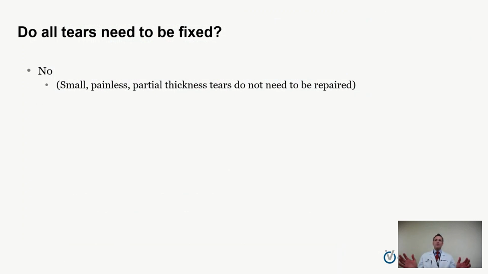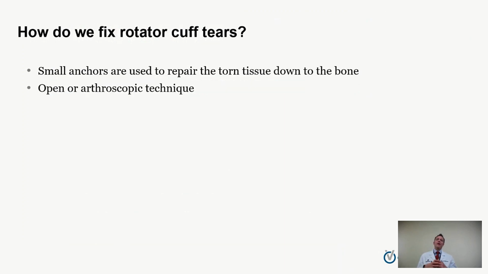No. There are all sorts of people running around on the face of the planet who have no pain, who have no weakness, and they may have a small partial thickness, they may have a small full thickness. Some people can even have a full thickness tear and have no pain and relatively no dysfunction. And in that setting, those people don't need to have any kind of surgery. However, in patients who do have pain, in patients who do have weakness, who do have a rotator cuff tear, we try and fix those. So how do we fix them? There are multiple techniques that have been developed over the course of time.